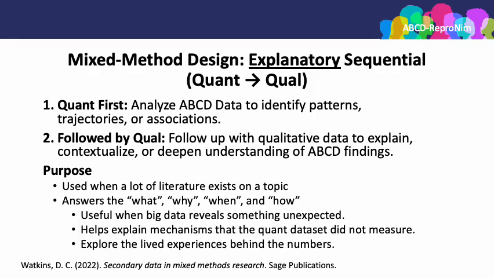And you could go ahead and you test your hypothesis, and you identify patterns, you look at trajectories, you test associations, you determine significance. And so you get that first layer of interpretation that we normally do with ABCD data at the quantitative level. The next step that would differentiate this study from a single method study is that we're going to now conduct a qualitative study. We're going to follow up on that quantitative analysis with a qualitative study that then will help us explain or contextualize or deepen our understanding of those ABCD findings.